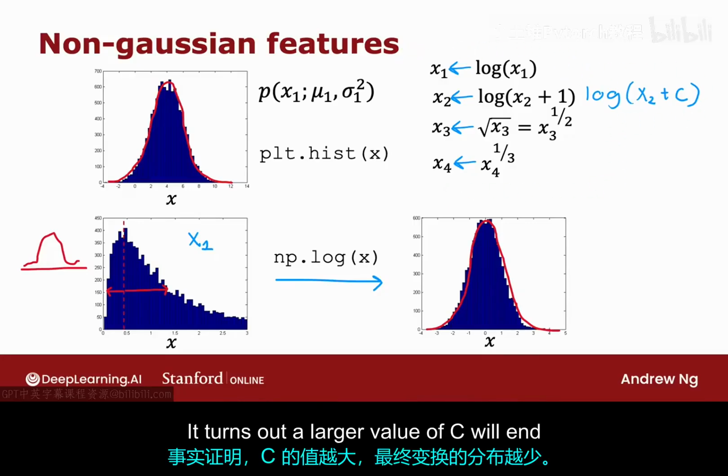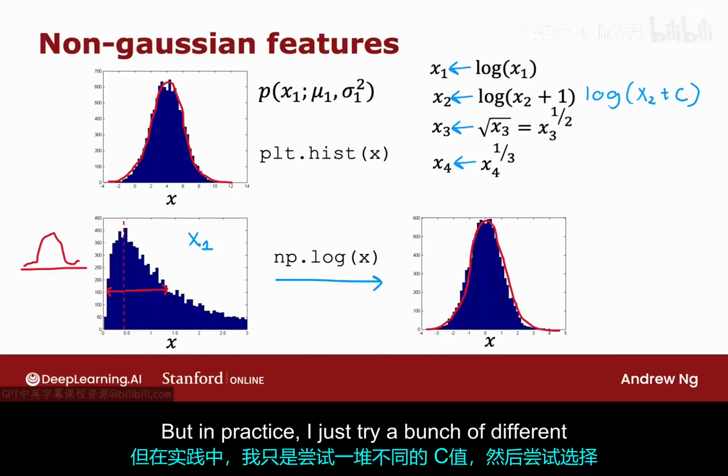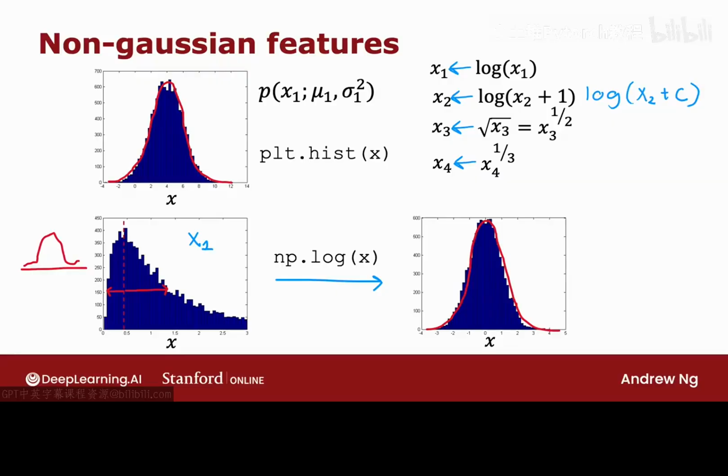It turns out a larger value of C will end up transforming this distribution less. But in practice, I just try a bunch of different values of C and then try to take a look to pick one that looks better in terms of making the distribution more Gaussian.